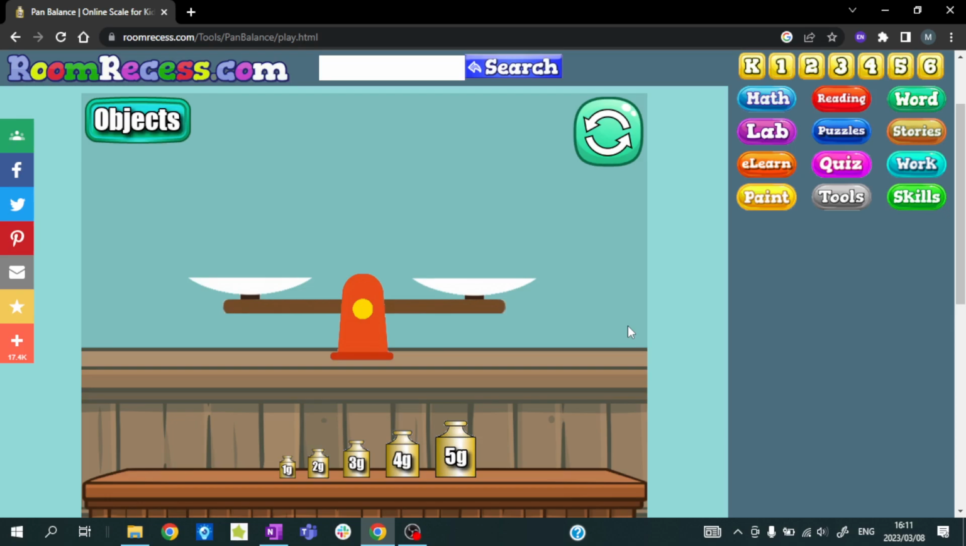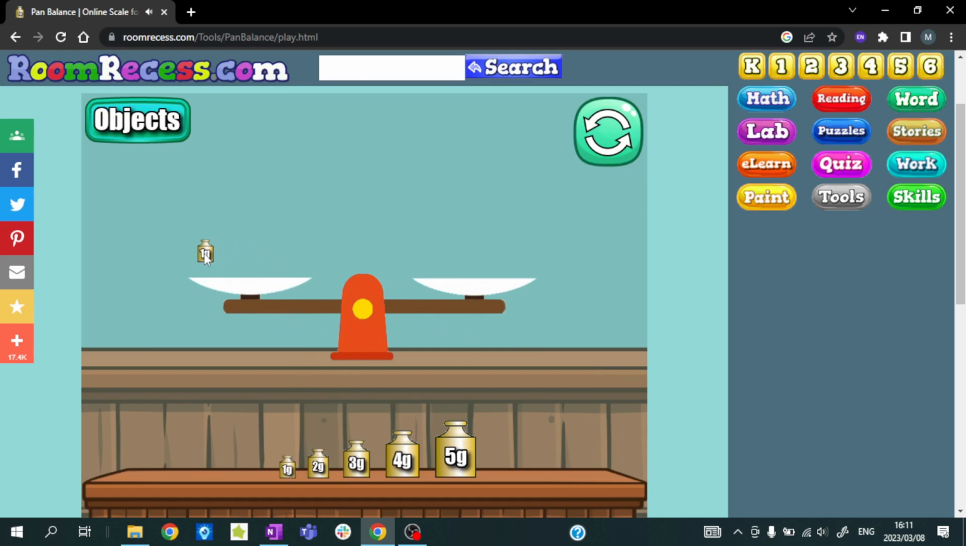As an introduction to balancing equations, we are going to look at a scale, an online scale by roomrecess.com. I'll post the link in the description of this video as well if you would like to play around with it yourself. But we can see that there's a scale with a little dot in the middle indicating that the scale is 100% balanced right now.